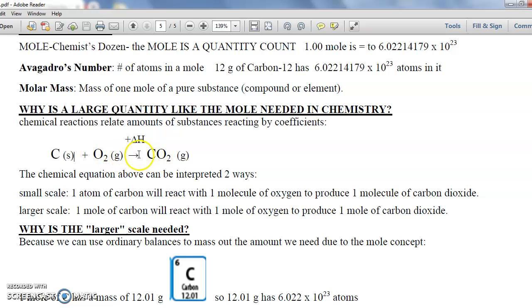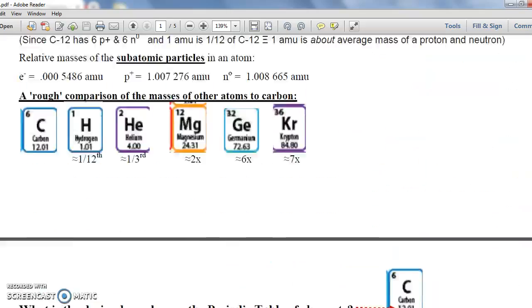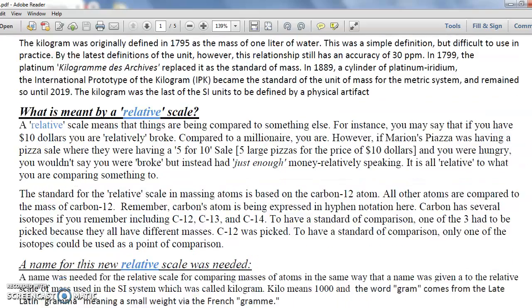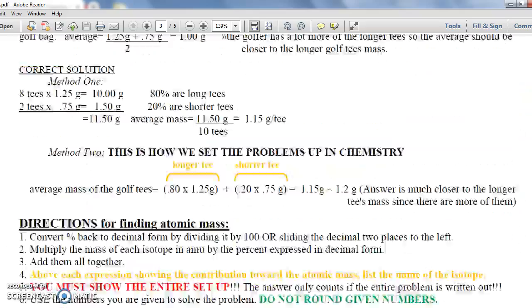So if I want to do this reaction, there's no way that I can practically take 1 atom of carbon and react it with 1 molecule of oxygen. I can't measure out 1 atom of carbon on a balance to know I have an atom. The balances we use in the lab read in grams. And if you remember, atoms are really, really small in terms of mass. For instance, the oxygen atom's mass is 2.6561 times 10 to the minus 23rd grams. Balances don't go out to that many spots. The balances we use in labs only go out like 2 or 3 places to the right of the decimal.